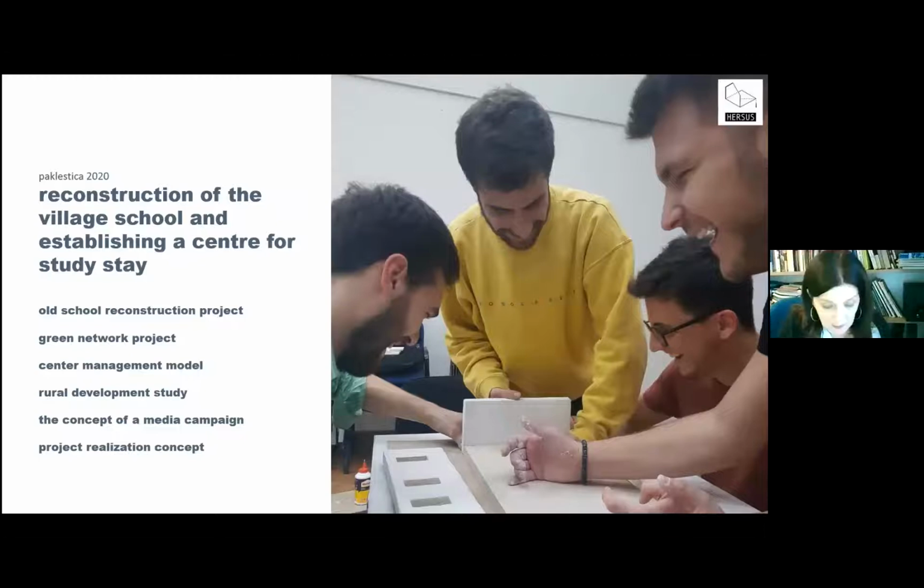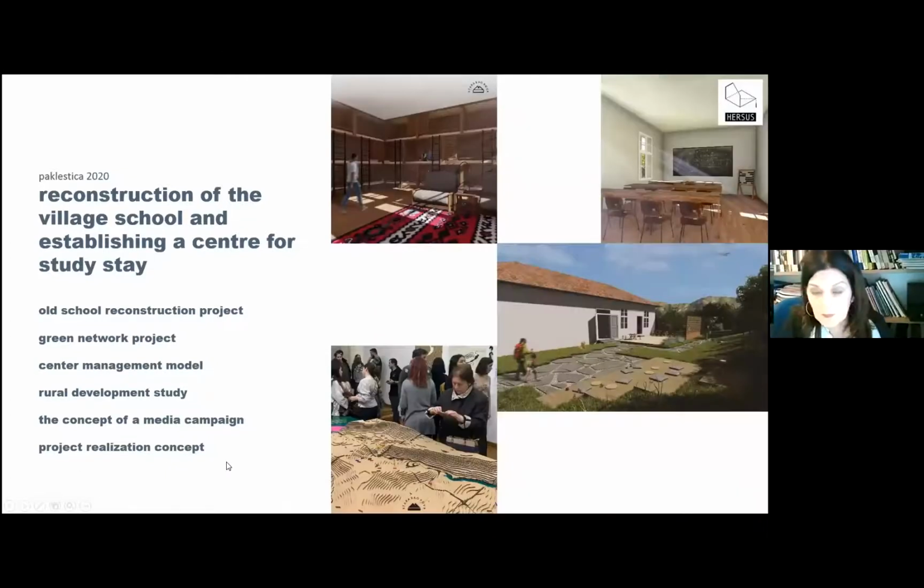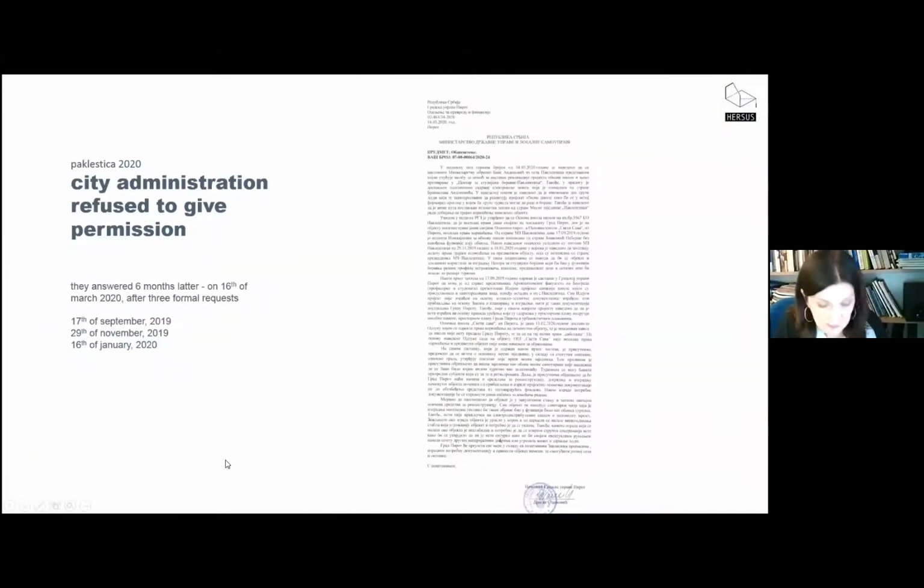And we produced a very multi-layered and complex product, which besides these architectural projects had an urban design project, but also a center management model, the concept of a media campaign, and the project realization concept. But after 3 formal requests from the village, where the idea was presented to the city and consent was asked for the implementation of the project, after 6 months the city administration gave a negative answer. One of the stated reasons is their understanding that the village does not have the authority to engage in this type of activity.